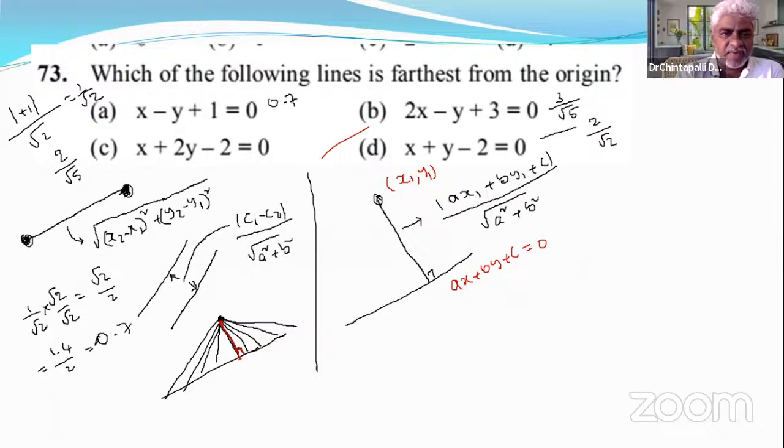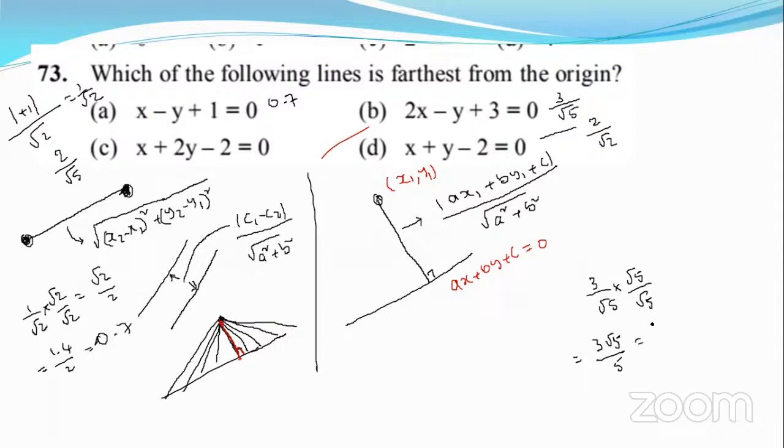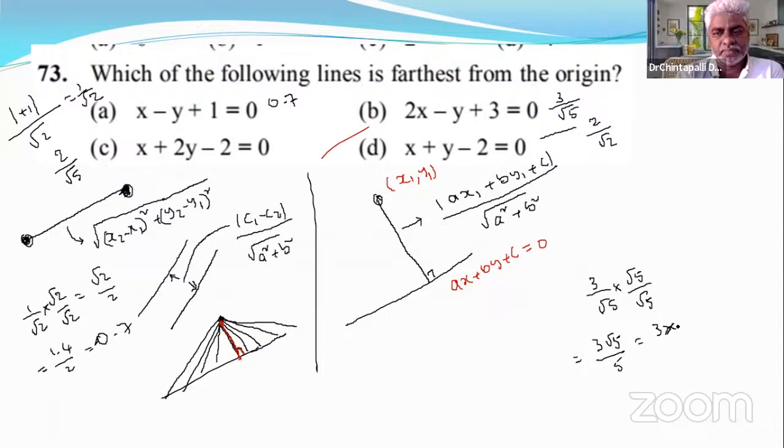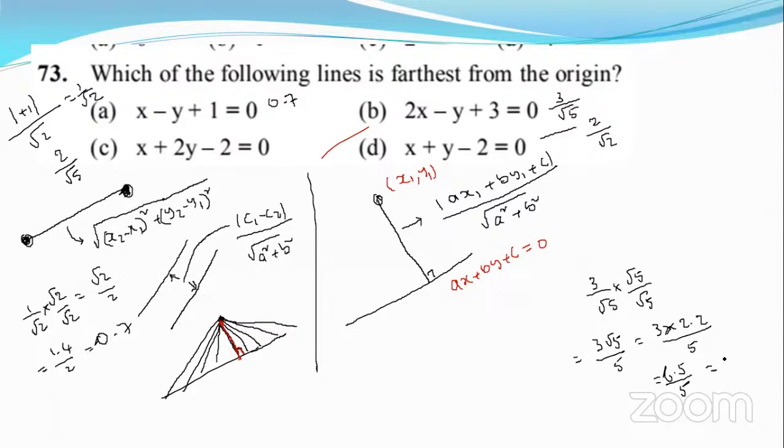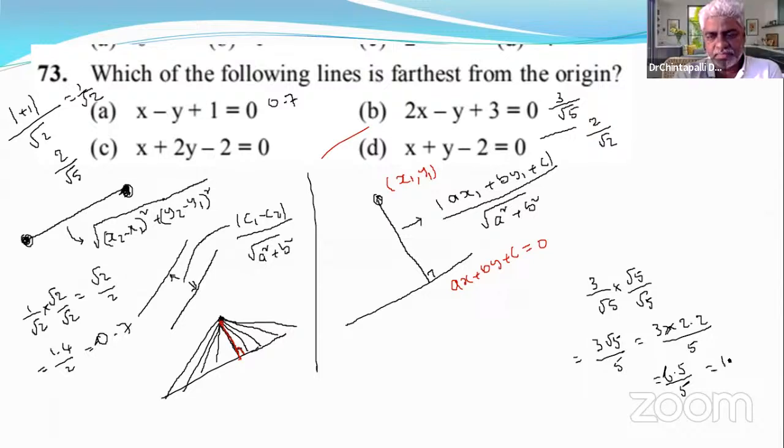The second value is 3 by root 5. Multiply numerator and denominator by root 5: 3 times root 5 by 5. Root 5 is about 2.2, so 3 times 2.2 is 6.6, by 5, which is approximately 1.3. The second value is 1.3.